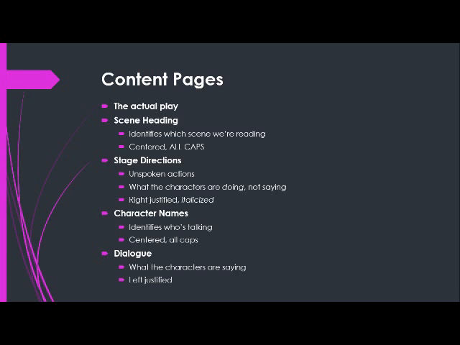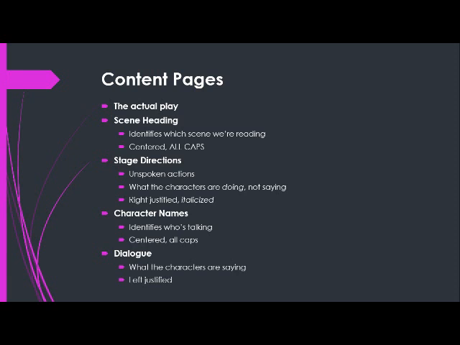Stage directions are anything that the actors are supposed to do but not say on the stage. So we put those right justified and we put them in italics, and they will never ever cross the center line. So they will only ever be put on the right hand side of the page, starting at about the 3-inch mark if you're using the ruler in Microsoft Word. Starting about there, they stay on the right side of the page in a column format and they're italicized.